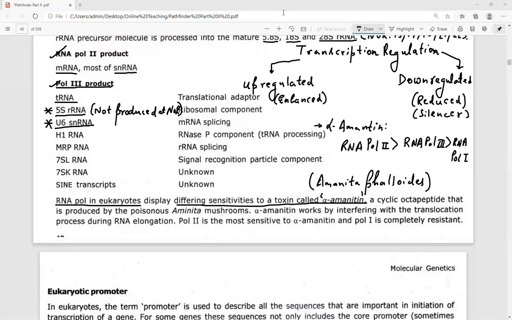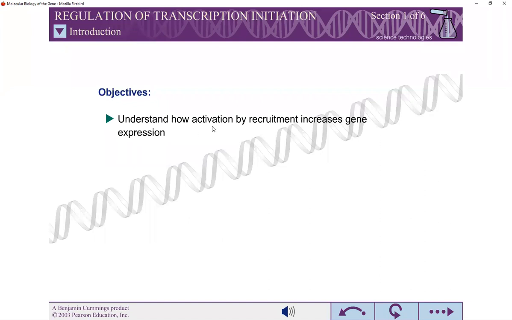In this animation we would be understanding the recruitment and increased gene expression, how the increased gene expression is going to take place in the regulation of transcription initiation. In the case of eukaryotes, this pathway is exclusively used. So this is very important.